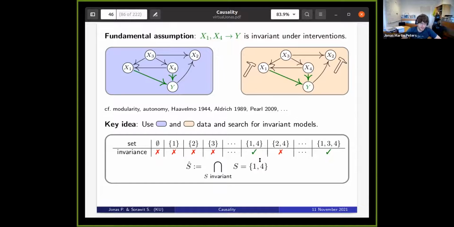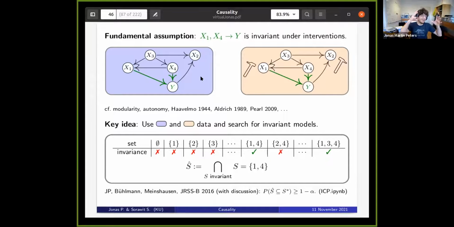And here, maybe a couple of words. You can also get guarantees for this. I'm not going into details here. But again, this is resting on an assumption, right? Everything in causal discovery has to. So what is the assumption here? The assumption is that we have heterogeneity in the blue and the orange data.